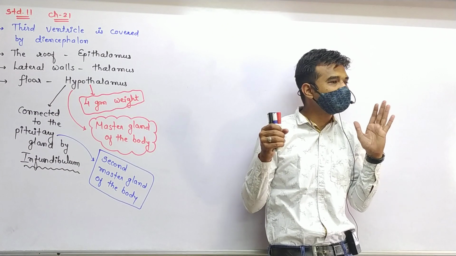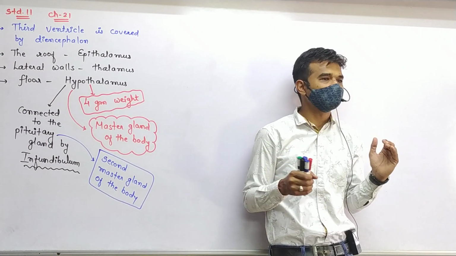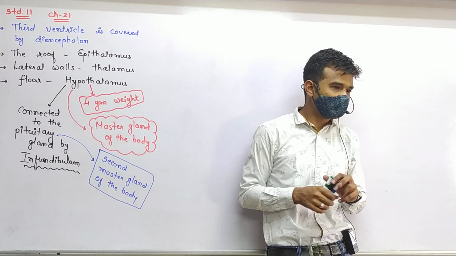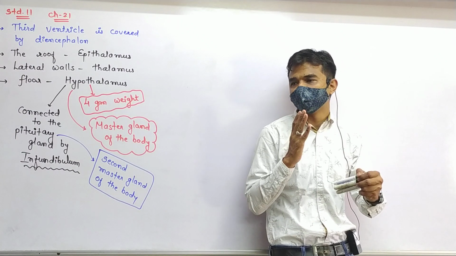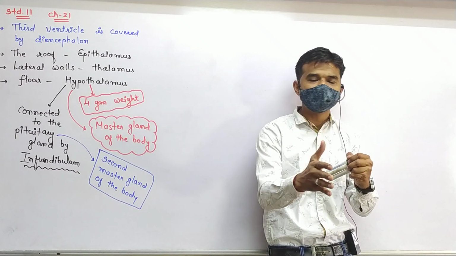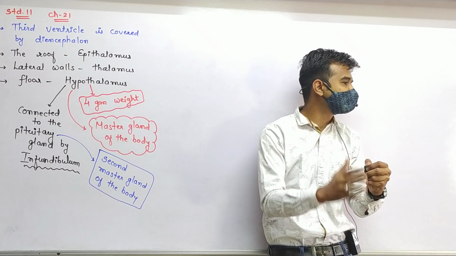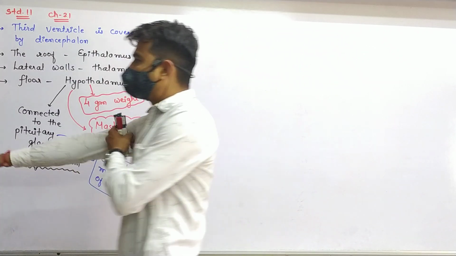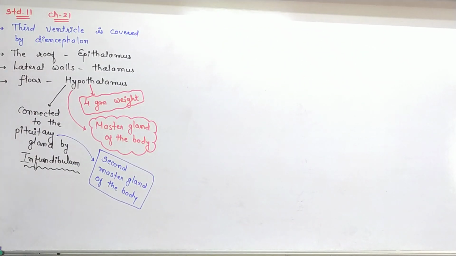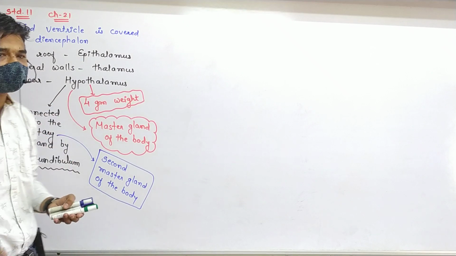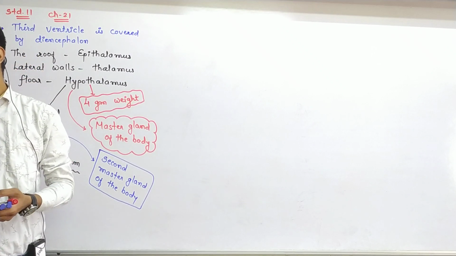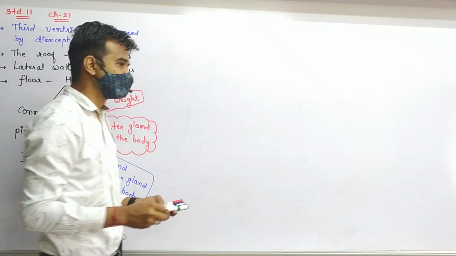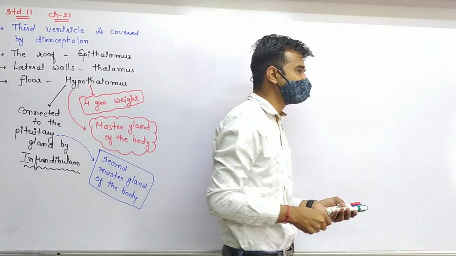The controlling of the pituitary gland by the hypothalamus can be carried out by the infundibulum. So through the infundibulum, the hypothalamus controls the whole pituitary gland. Clear? Here, in the third ventricle, on the posterior side, the pineal gland is there. And the pineal gland, we will learn this in the 22nd chapter.